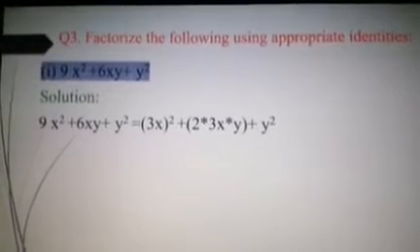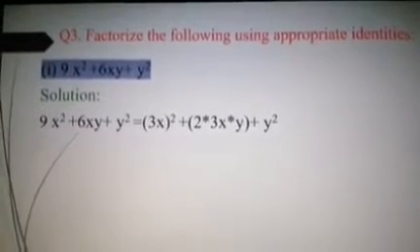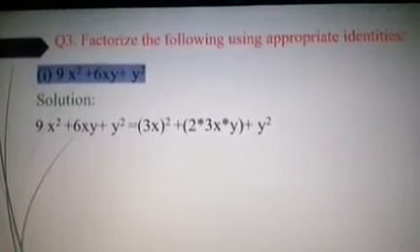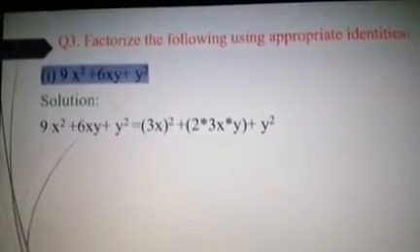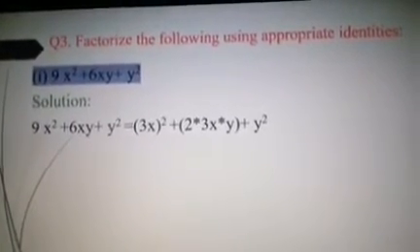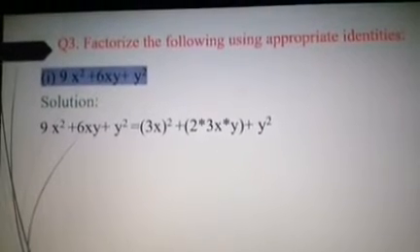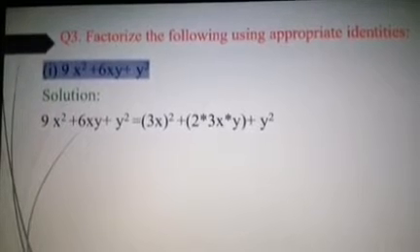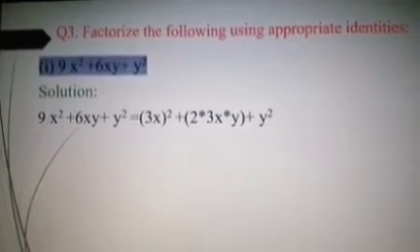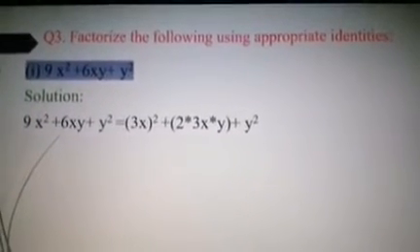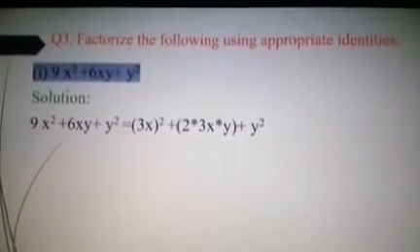So with that, I'm going to write it here. The first term is 9x squared, which I can write as 3x the whole square, plus the last term y square. For the middle term, the value of a here is 3x and the value of b here is y. So you're going to split 6xy as 2 into 3x into y. Hope you have understood why you're doing all this, because you're going to use the identity x plus y the whole square.